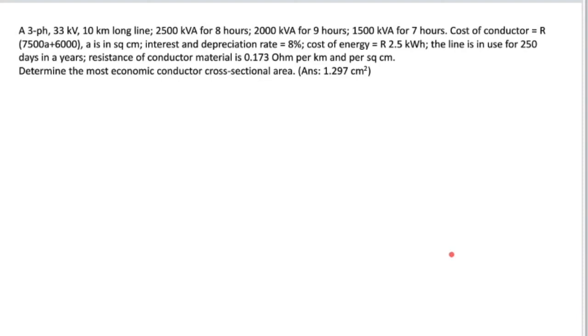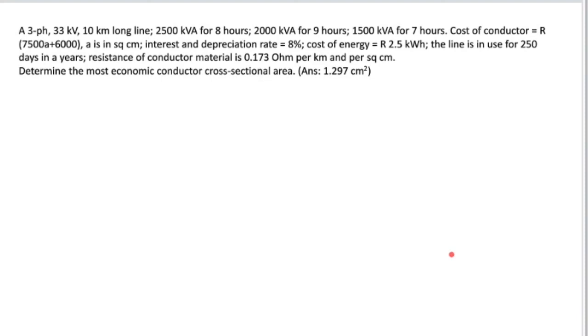2500 kilovolt ampere for 8 hours, 2000 kilovolt ampere for 9 hours, 1500 kilovolt ampere for 7 hours, for 24 hours. So it's a daily load cycle, a daily load curve. And then what else is given?